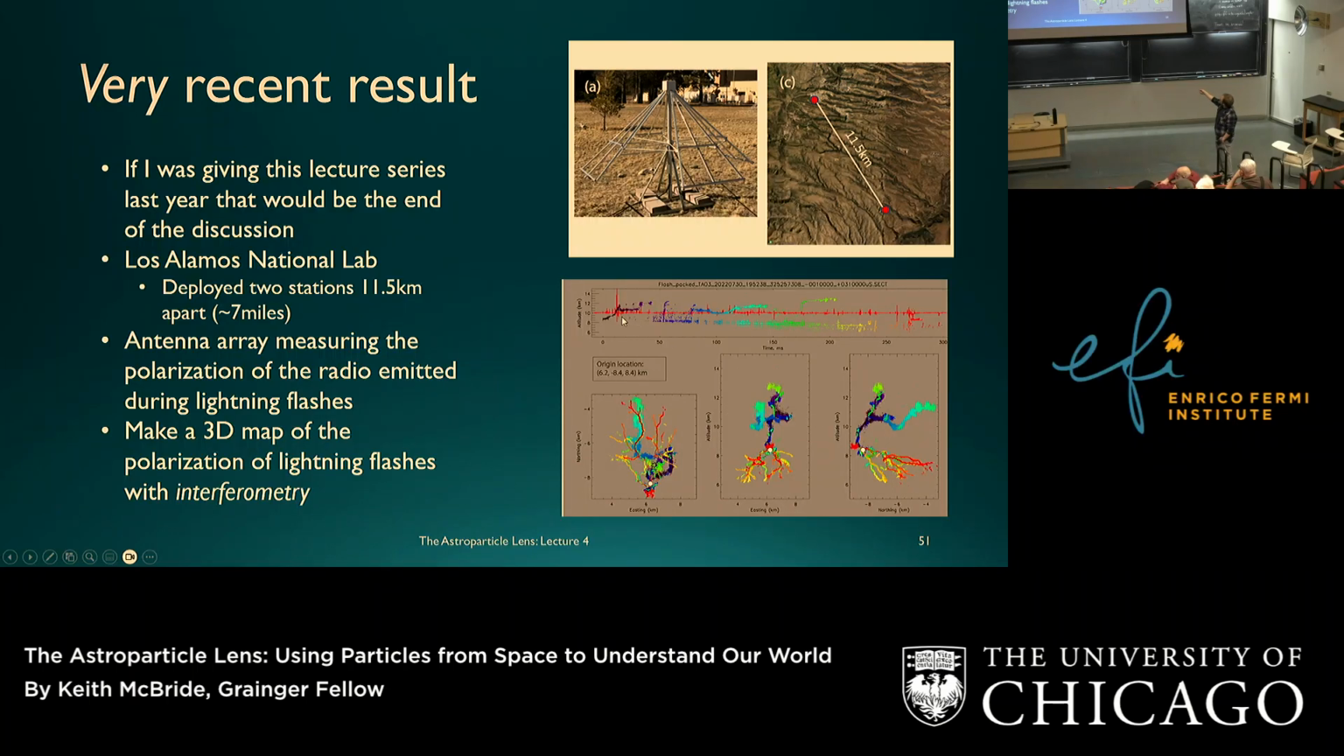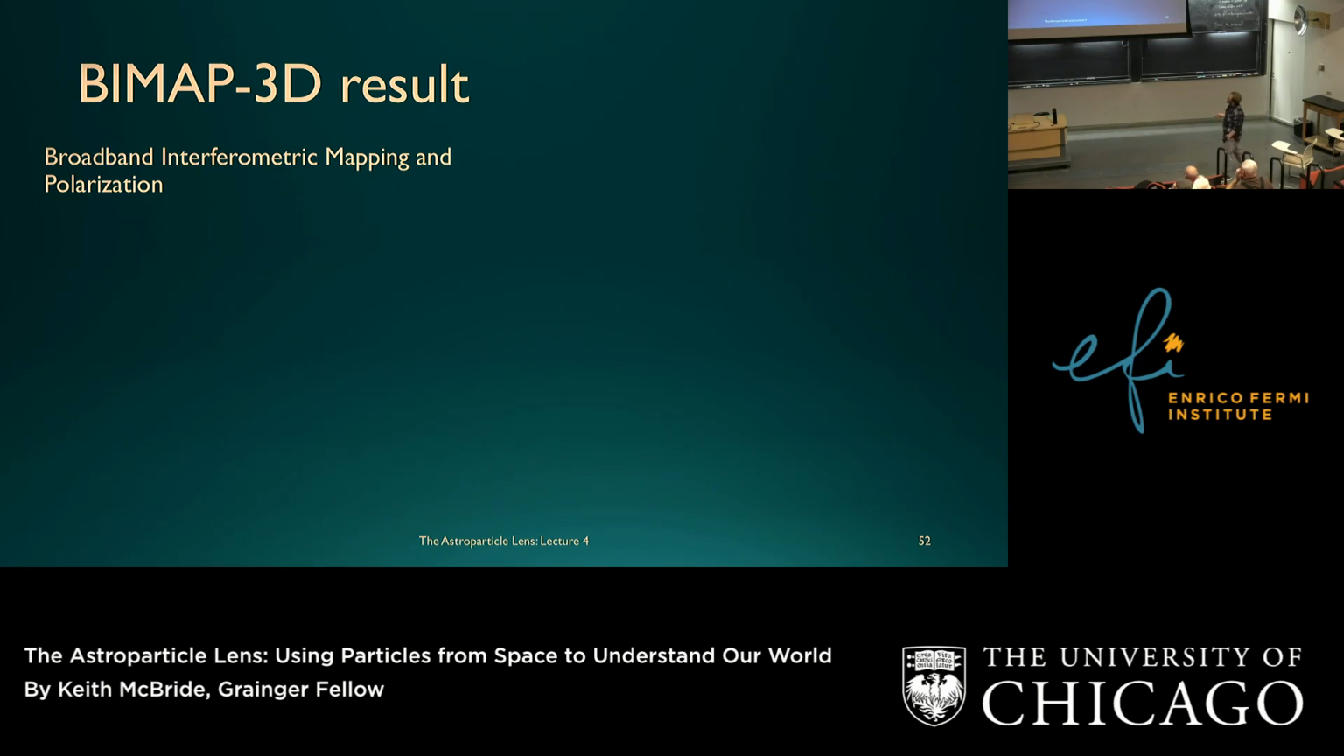And so what I want to draw your attention to at the bottom is they can make a 3D map, meaning both in altitude and direction, right? And the color shows you through time what the antennas were measuring. So you see through time the development of the shower from this black region and green region down to yellow. The lightning flash that occurred had a radio polarization that they could measure and map in 3-dimensional space, right? And so this is the broadband interferometric mapping and polarization.